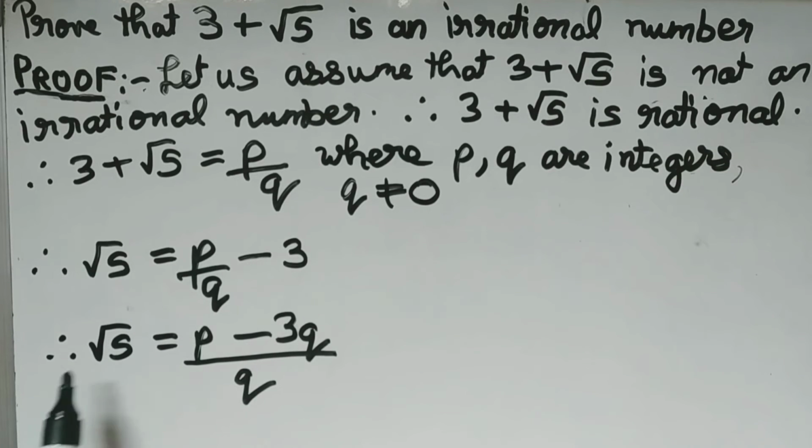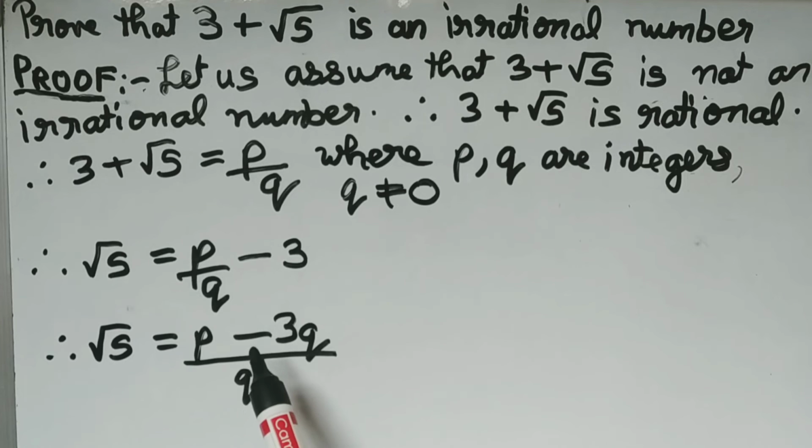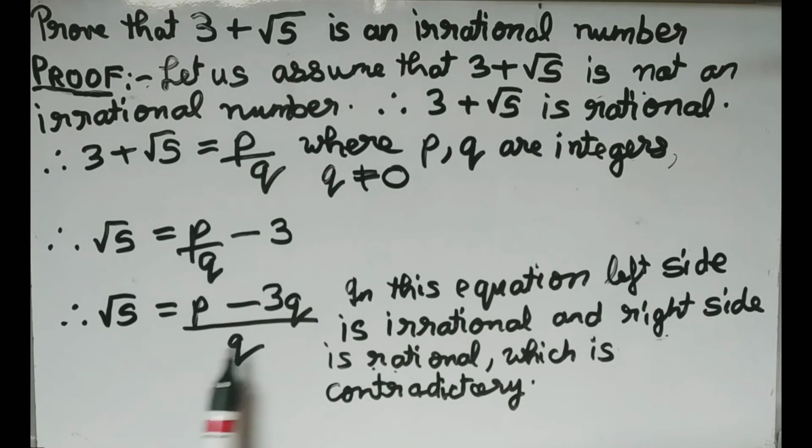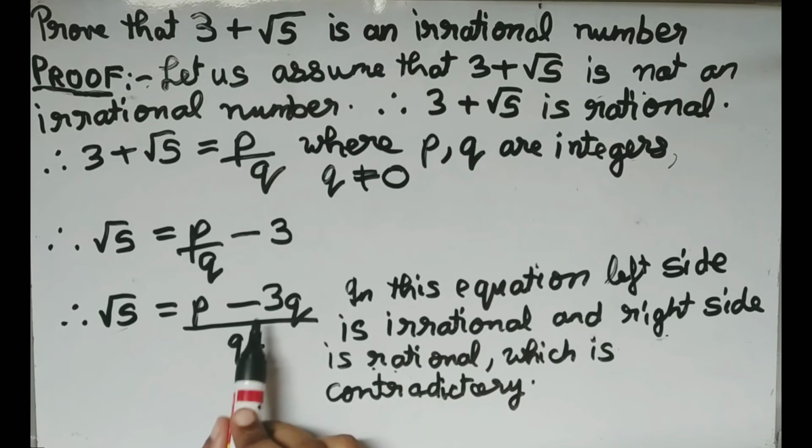In this equation, see the left hand side, that is root 5, is an irrational number, but the right hand side, that is P minus 3Q upon Q, is rational. Why? Because it is in the form of P upon Q, numerator upon denominator. So this is rational, but root 5 is irrational. So we will write one step here. In this equation, the left side, root 5, is irrational and the right side is rational, which is contradictory.